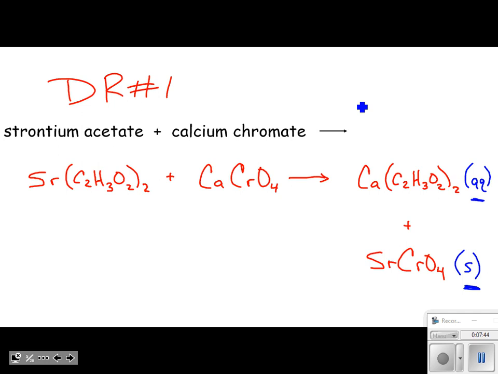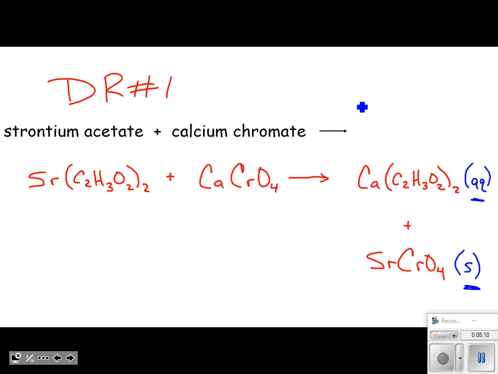Step C says if both products are soluble, then no reaction. Do I have that in this case? I do not. I have an insoluble one. Step D says at least one reactant must be soluble and aqueous to have a reaction. Well, do I have a soluble aqueous one? I do. And step E says to use the appropriate symbols.